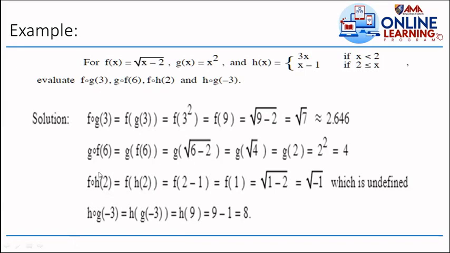Okay, next. For the third one, f of h of 2, no? So, gagamitin natin yung function ng h at x is equivalent to 2. Doon sa condition natin, meron tayong dalawang condition dito. H of x equal to 3x if x is less than 2. If x is greater than or equal to 2, gagamitin natin yung x minus 1. Since the given x is equivalent to 2, gagamitin natin ito. X is greater than or equal to 2, so we have x minus 1. So meron tayong 2 minus 1 ngayon. Dahil yung x natin is equal to 2. 2 minus 1 is equal to 1.